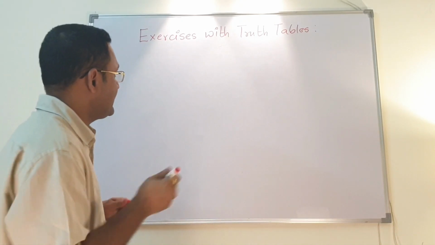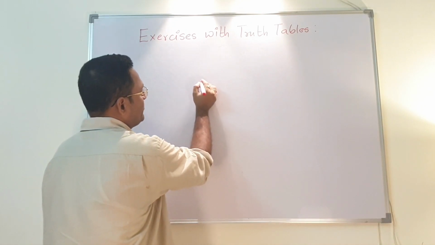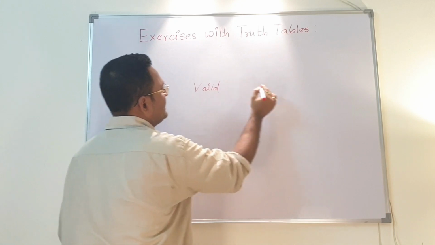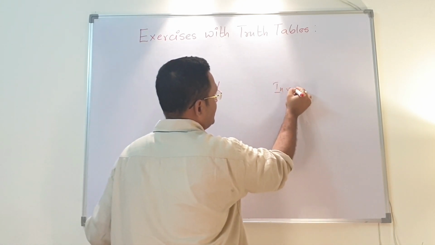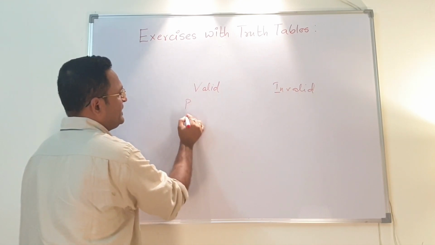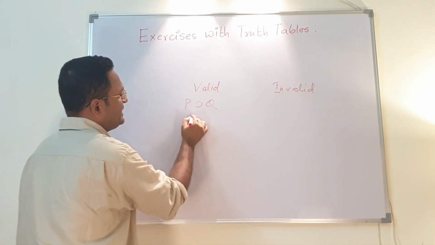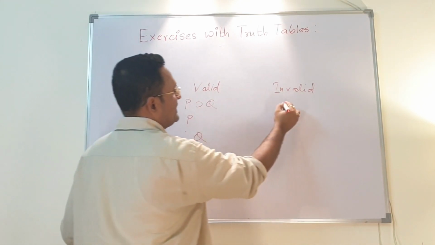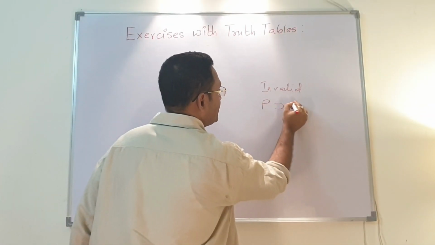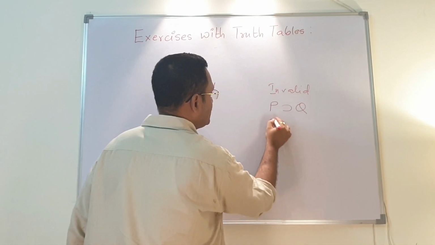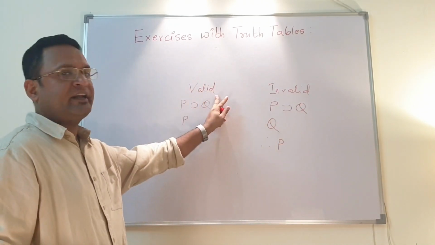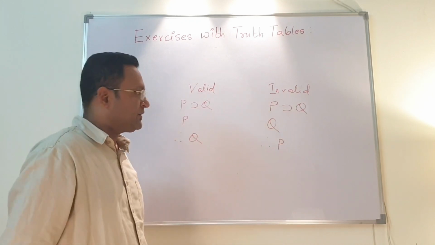But just to give you an idea, suppose there is a valid argument and there is an invalid argument. Suppose the valid argument is P implies Q, P, therefore Q, and the invalid argument is P implies Q, Q, therefore P. So we know these two arguments. This one is a valid argument, this one is an invalid argument.